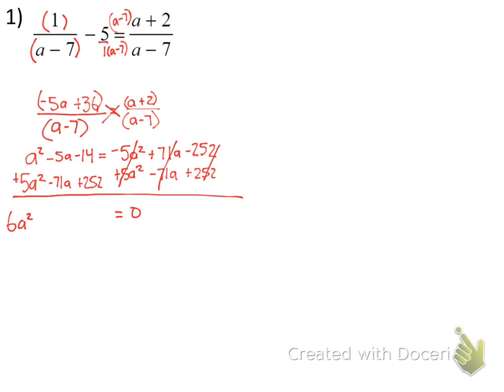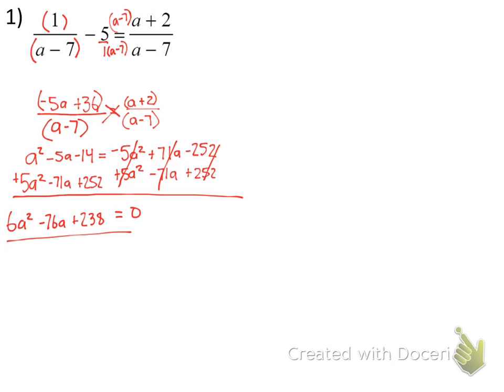Negative 5a plus negative 71a is negative 76a. Negative 14 plus 252 is positive 238. Okay. And now we have everything organized. Now we have this trinomial that we need to factor. Before that, let's see if we can simplify anything. We know that 2 is a factor of all three of these terms.